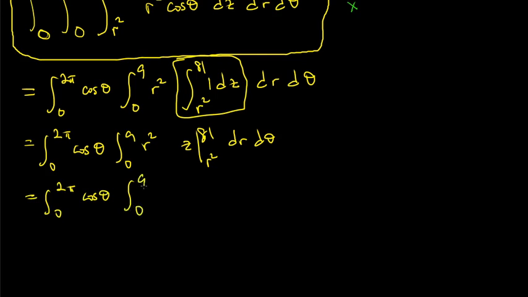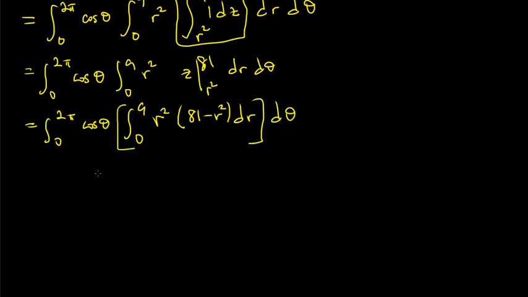Right, and we're integrating from 0 to 9. We already have the r squared here, and now we're just going to multiply that by 81 minus r squared dr. Okay, so now we have to evaluate this inside integral. Not difficult, I don't think. So I guess before we integrate, we should multiply this out. We get 81 r squared minus r to the 4th dr.